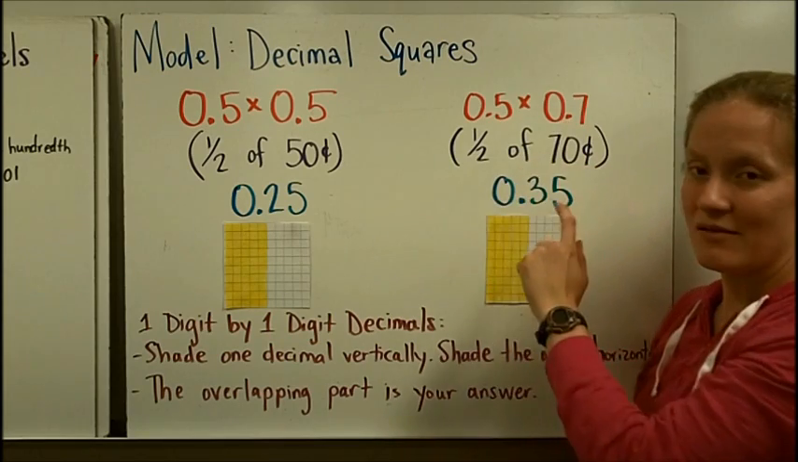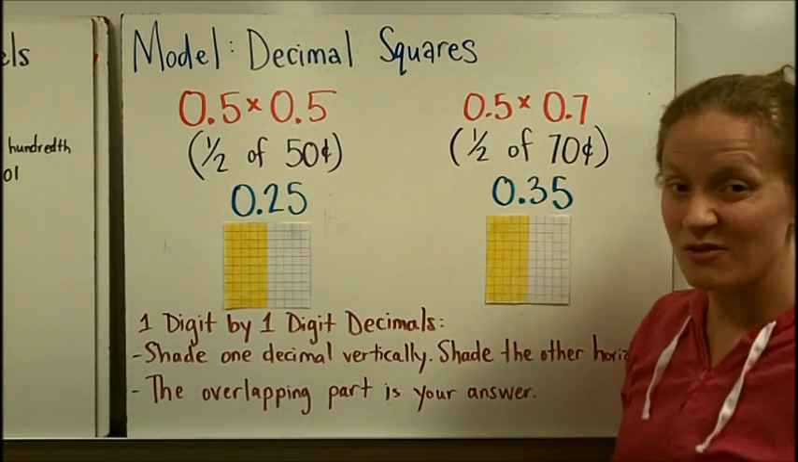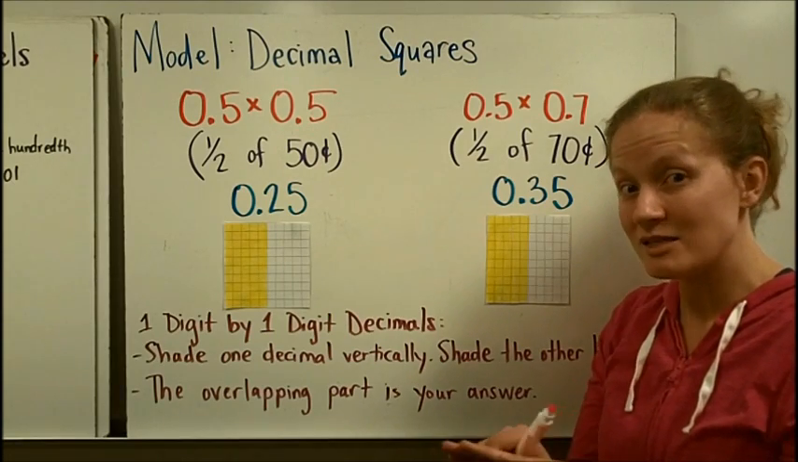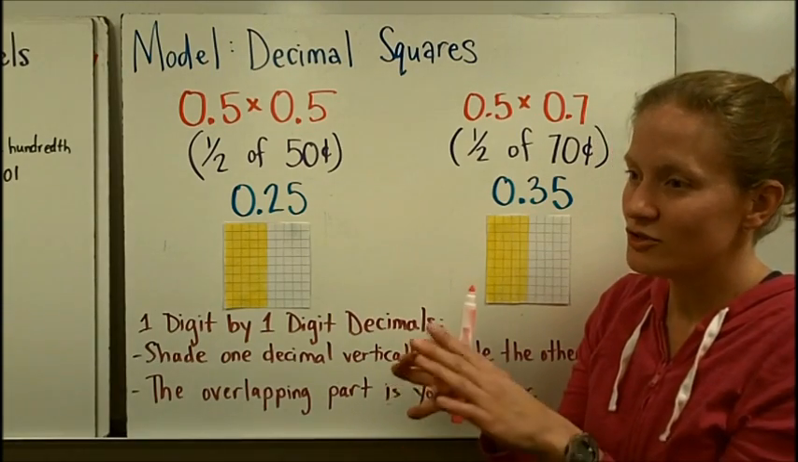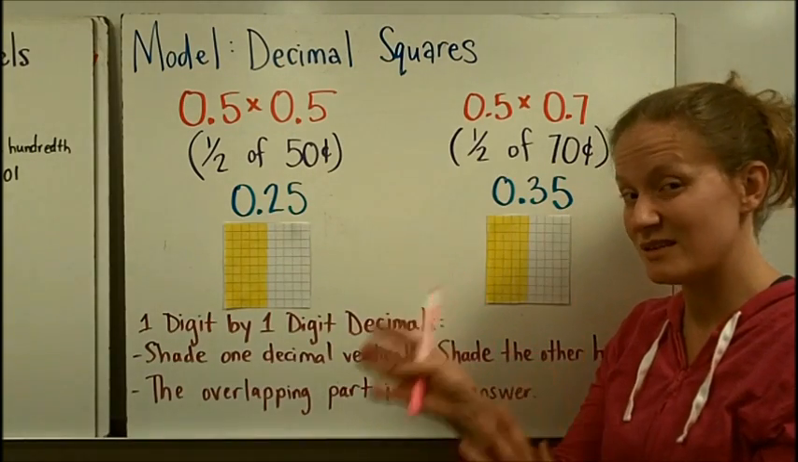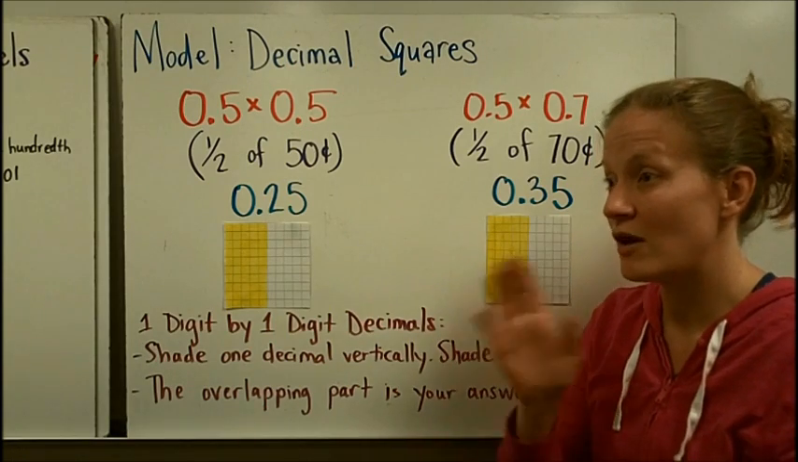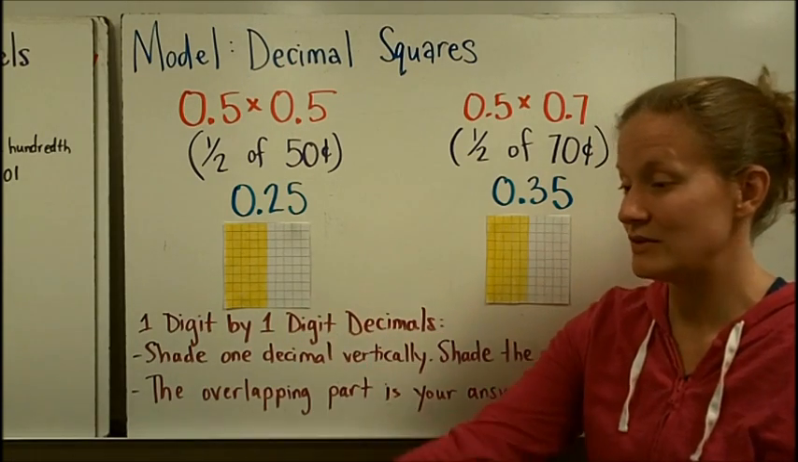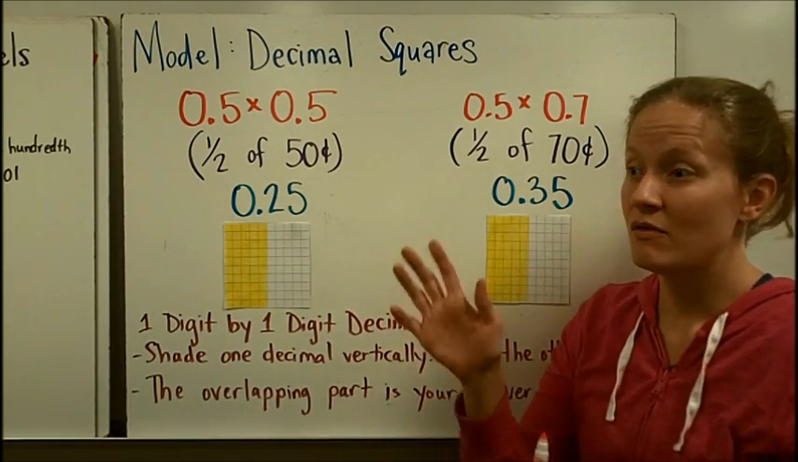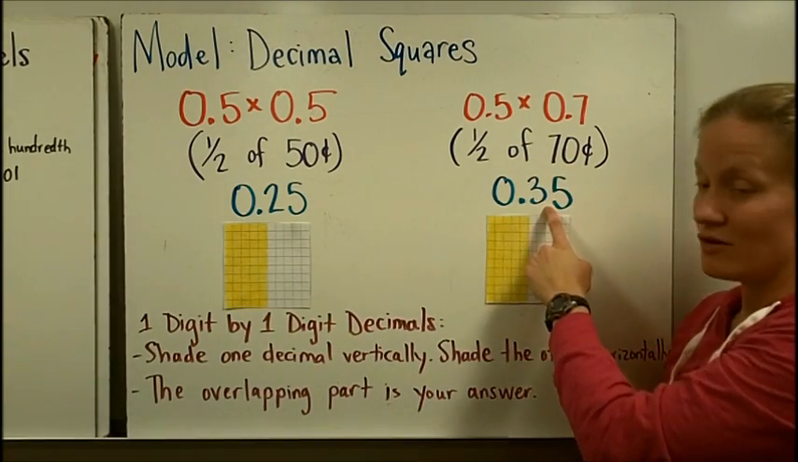5/10 times 7/10. In other words, half of 70 cents. If you had to take 70 cents and split it into two groups, first you might put 30 in a pile and 30 in a pile. That would take up 60 of the cents. And then you might think, I'm going to have 10 cents left over. I'll give each person 5 cents. 5 cents over here, 5 cents over here. 30 plus 5 would be 35 cents. So half of 70 is 35 cents.